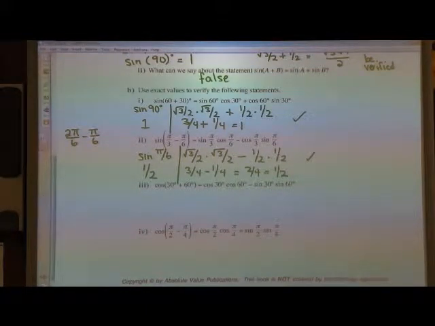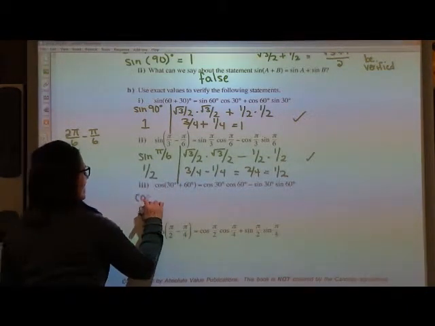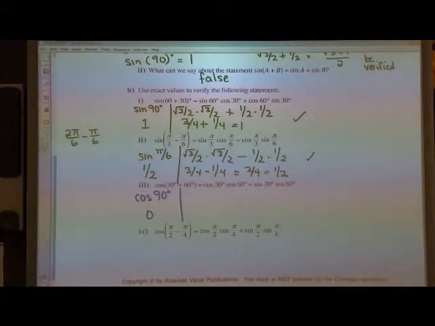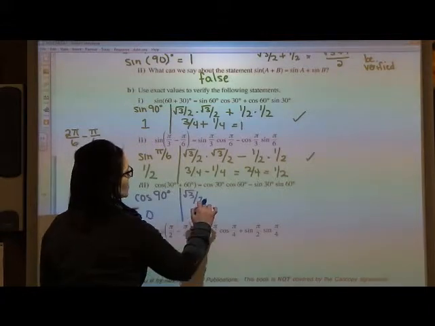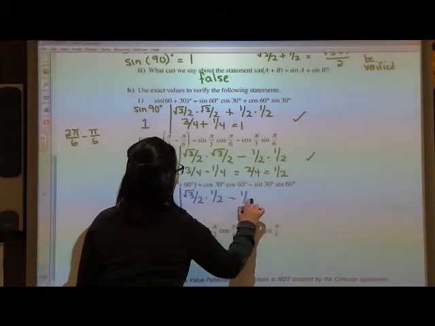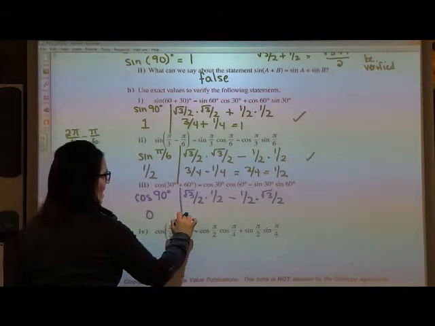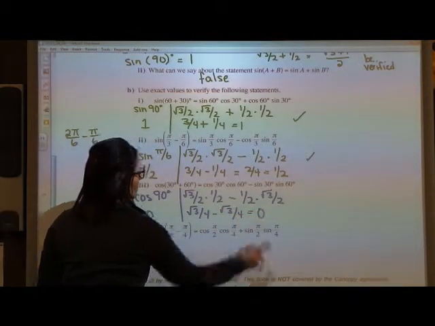Then if we look at the next one, I get cos 30 plus 60 degrees, which would be cos 90 degrees, which is equal to 0. And we're verifying that equaling cos 30 cos 60 minus sine 30 sine 60. So cos 30 is root 3 over 2, cos 60 is 1/2, sine 30 is 1/2, and sine 60 is root 3 over 2. When I multiply this together, I get root 3 over 4 minus root 3 over 4, which is equal to 0.